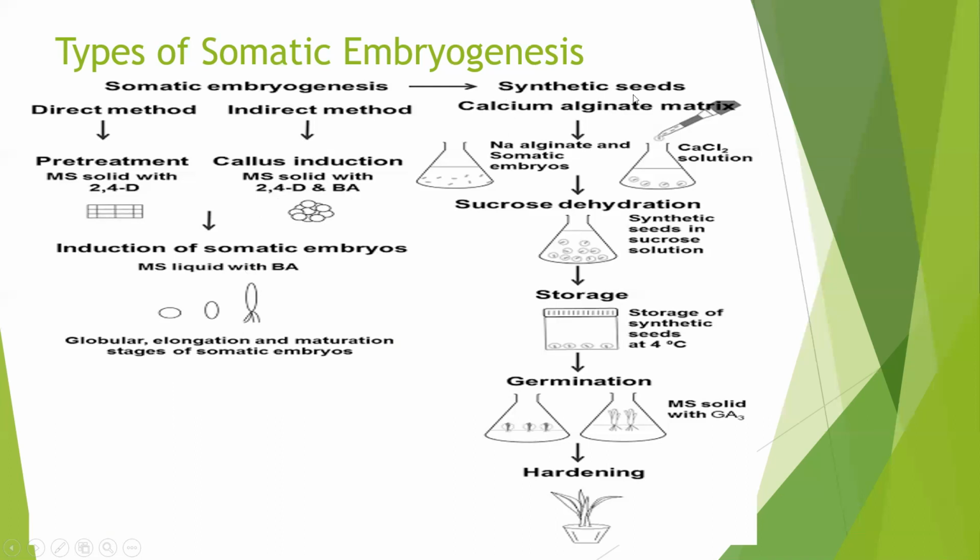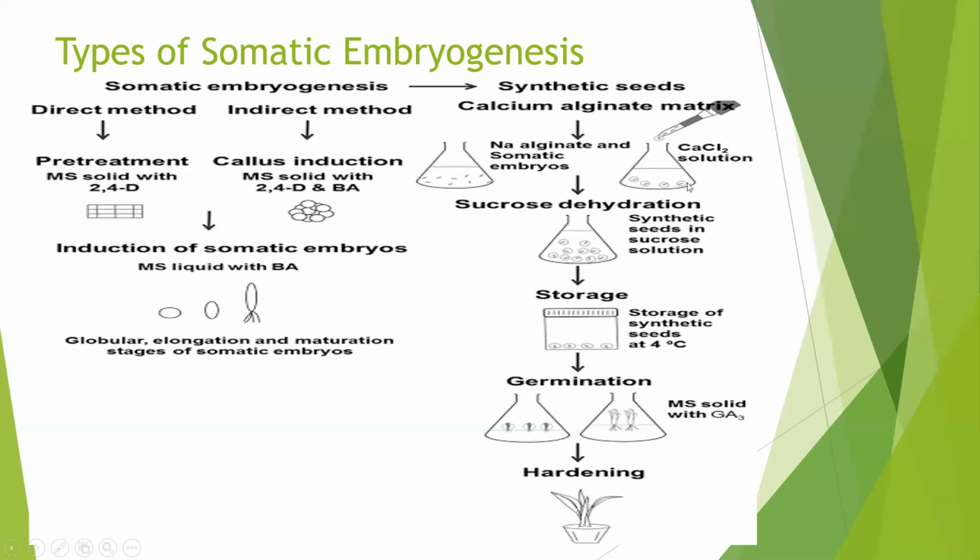So even this somatic embryogenesis, the somatic embryos, we can use them as seeds also. These are called synthetic seeds. जो छोटे छोटे embryoids बनते हैं हमारे callus में, we can use those as synthetic seeds. These synthetic seeds have to be mixed with the calcium alginate matrix. So here sodium alginate and somatic embryos are mixed together. Then this mixture, sodium alginate plus somatic embryos, is dipped into the calcium chloride solution.